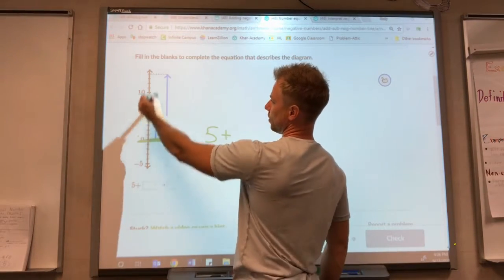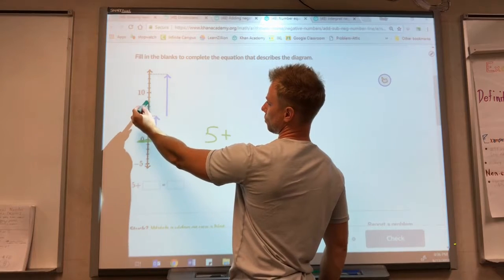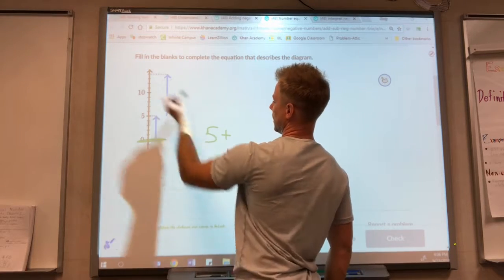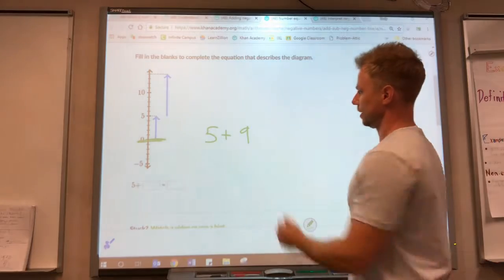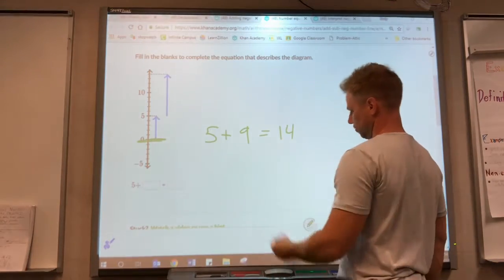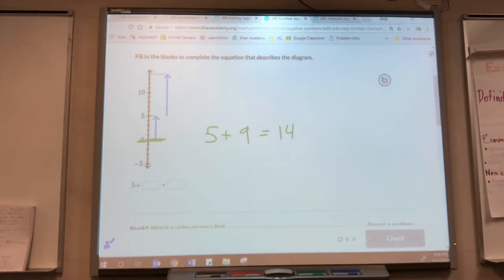And then we're going up again, 1, 2, 3, 4, 5, 6, 7, 8, 9. So we add 9. 5 plus 9 is 14. So in our blanks, we're going to put 9 and 14. Good.